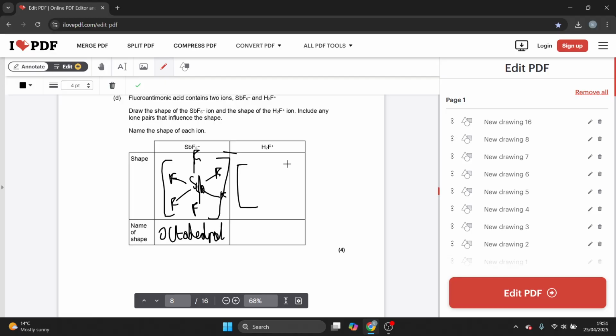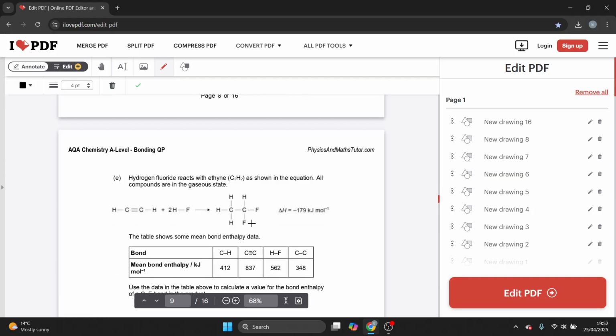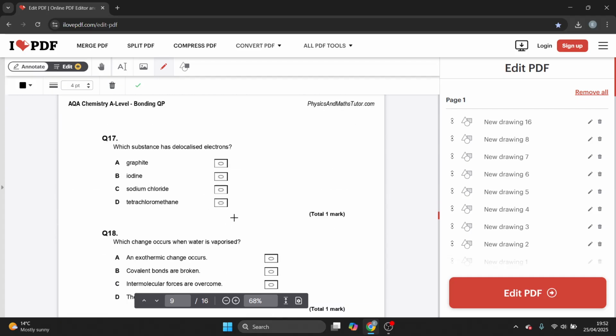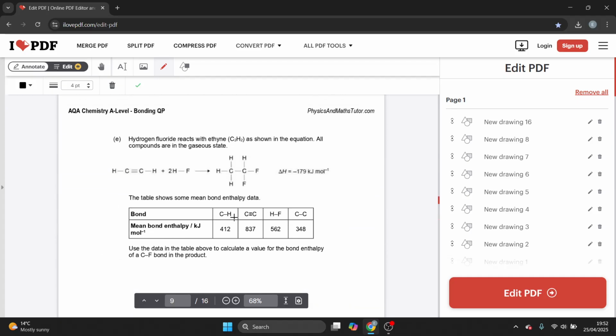H2F+, in square brackets with a positive charge: F with two hydrogens. It's got one lone pair of electrons here and a lone pair there. Bent. Hydrogen fluoride.